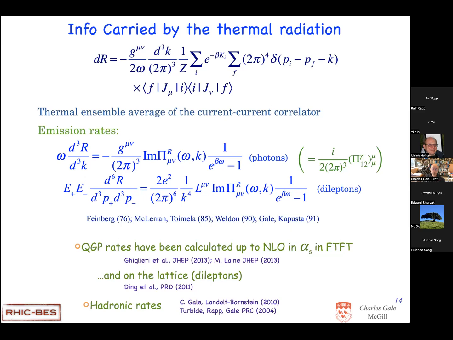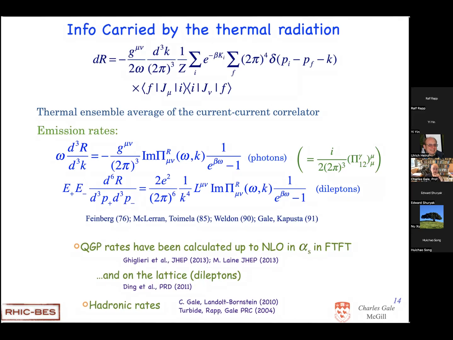So Schwinger-Keldysh calculations have this contour, which has two parts to it, part 1 and part 2. And this is the photon self-energy calculated using those techniques. They've been calculated up to next-to-leading order in finite temperature field theory. I'll show you some results in the next slide. They've been calculated on the lattice for dileptons, because time-like correlators are easier to calculate on the lattice, and they've been calculated for hadrons.